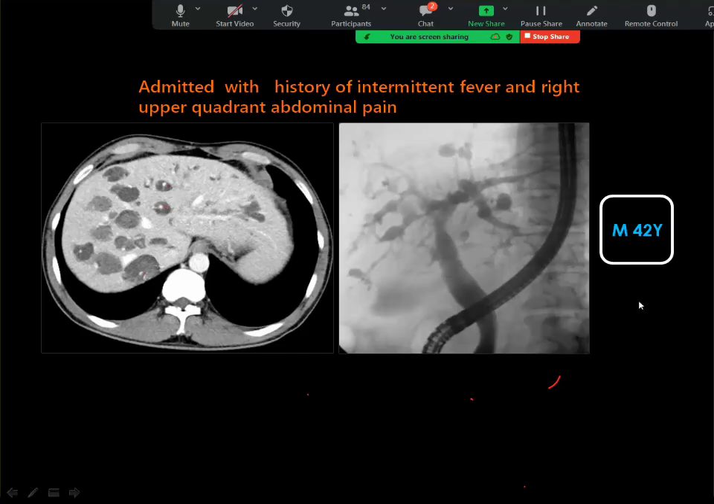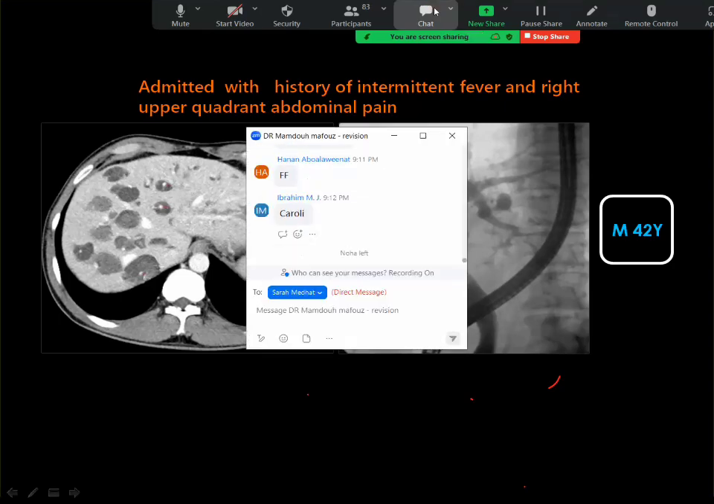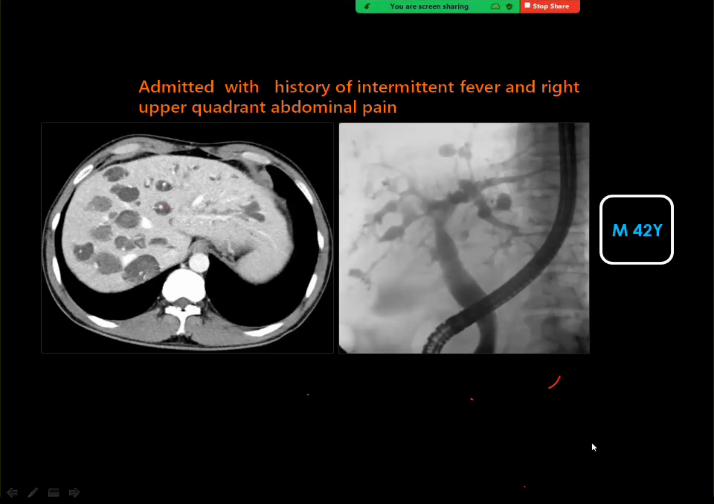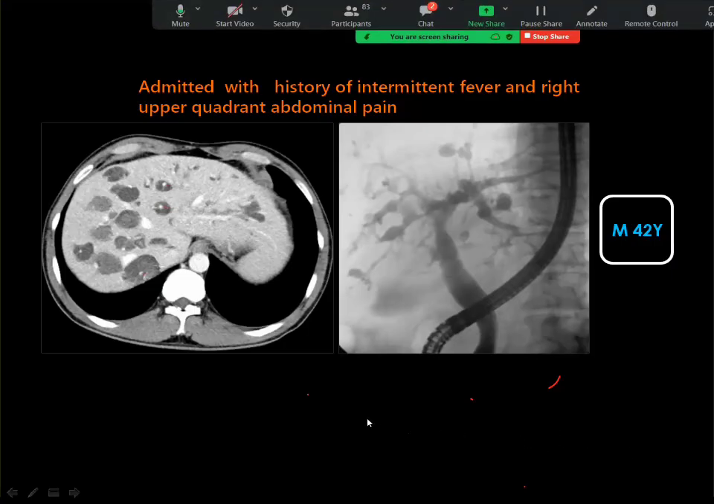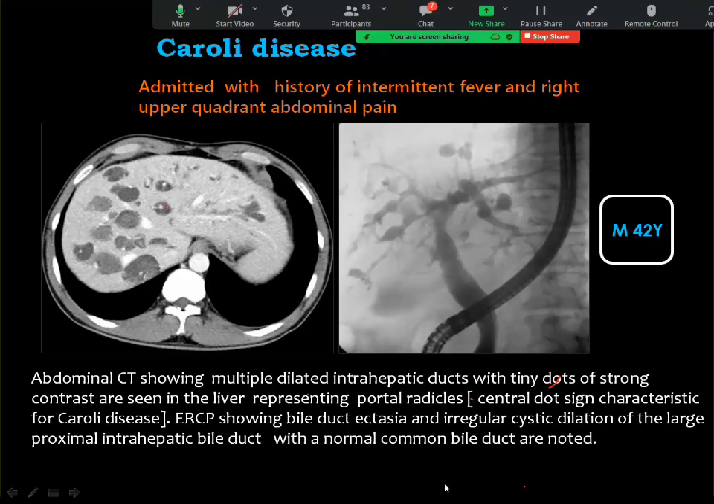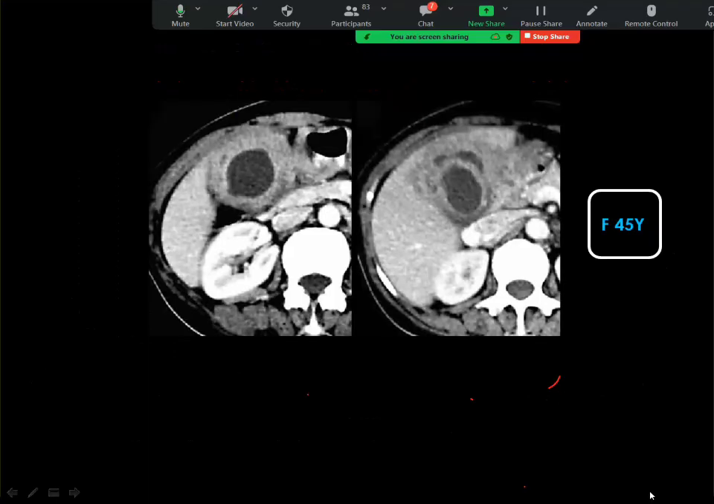Next case is a male, 42 years old, admitted with history of intermittent fever, right upper quadrant abdominal pain. Yes, the answer is right. This is Caroli disease, and you got cystic dilatation of the intrahepatic biliary radicals with a central dot sign, which represents the portal venous radical inside the cyst itself, and this is diagnostic of Caroli disease.